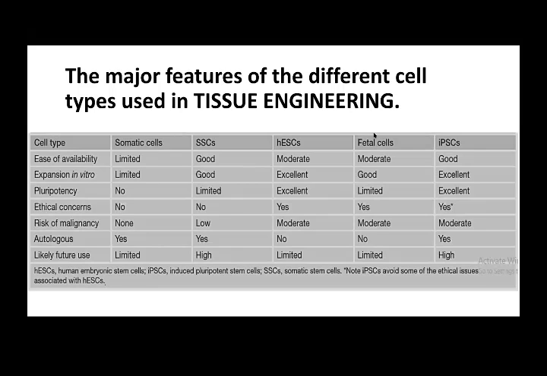Okay, so say ease of availability, it's limited to get for somatic cells, and it's moderate for even embryonic stem cells, even fetal cells, but it's good for ESCs. So again, these are basic cell types and their efficacy in usage in tissue engineering. There are different factors, like we highlighted, and that determines its efficacy in the use of tissue engineering, basically.